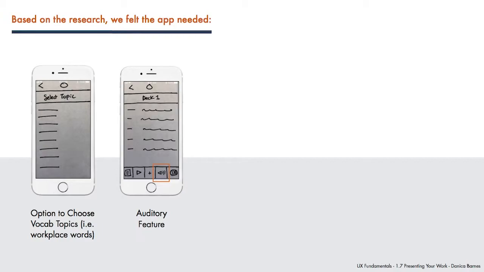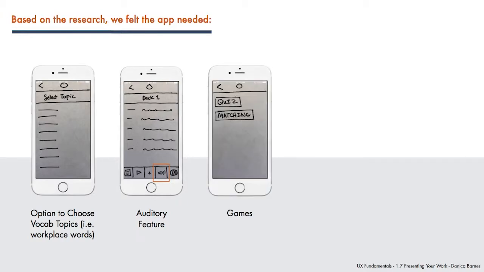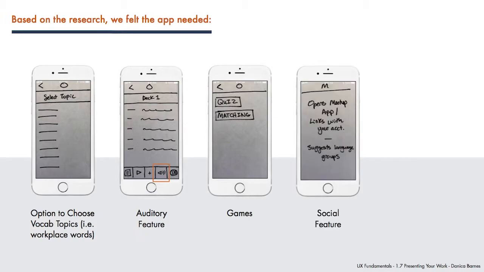And since Jennifer is an auditory learner, we would want the app to have a voice feature. We would also want the app to have games because Jennifer is getting kind of bored with her current study methods. And we would want the app to have a social feature because Jennifer is studying alone and it might be good for her to interact and practice with her peers.